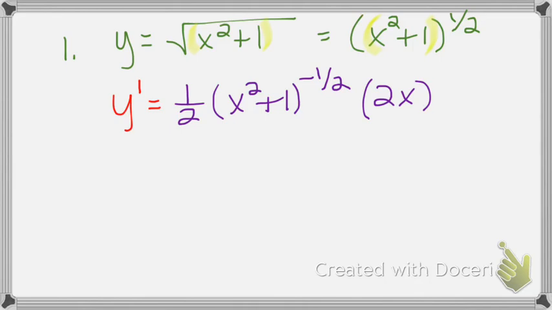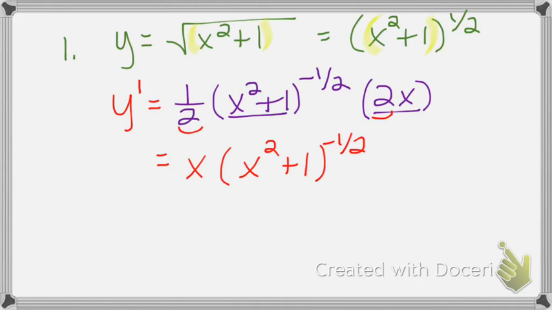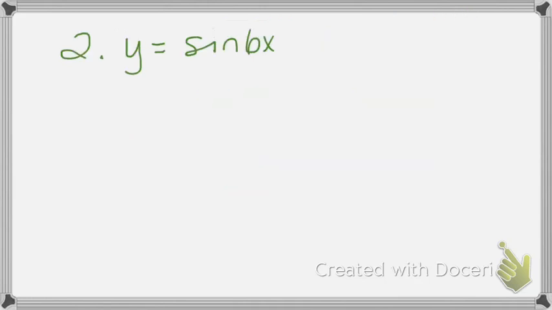So you do the power rule and leave x squared plus 1, and then you take the derivative of what was inside. The only other thing that needs to be done to simplify is that you can multiply this 2 and this 1/2 to make 1. And then you have x. I'm going to put the x in front, and then you have x squared plus 1 to the negative 1/2. That's just a simpler, simplified way.